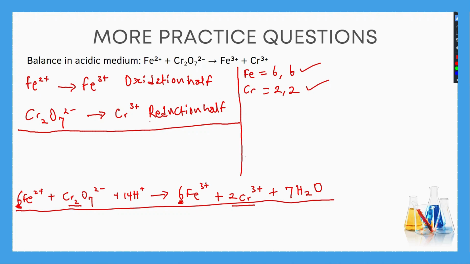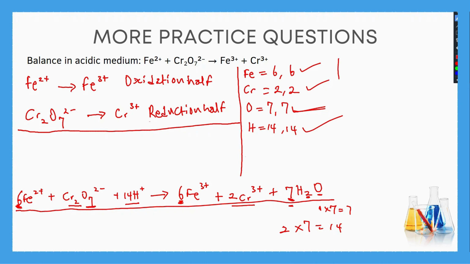The next element is oxygen. On the left-hand side, we have 7 atoms of oxygen. And on this side, we have 1 atom of oxygen times the coefficient of 7. 1 times 7 gives us 7. So 7 also makes oxygen balanced. And the final element is hydrogen. On the left-hand side, we have 14 atoms of hydrogen. And on the right-hand side, we have 2 atoms of hydrogen multiplied by a coefficient of 7. 2 multiplied by 7 gives us 14. So hydrogen is 14 apiece, which makes hydrogen balanced as well.